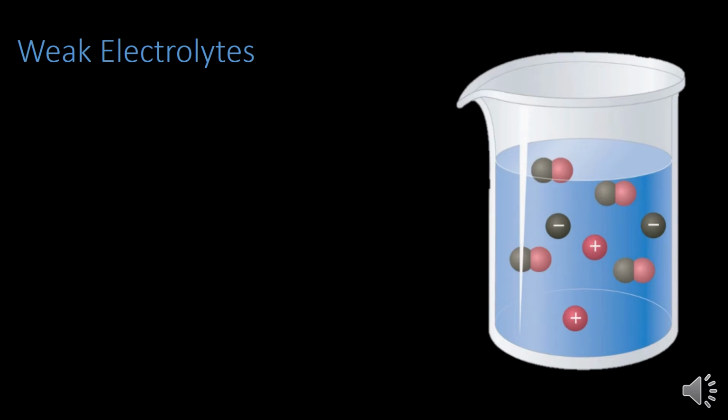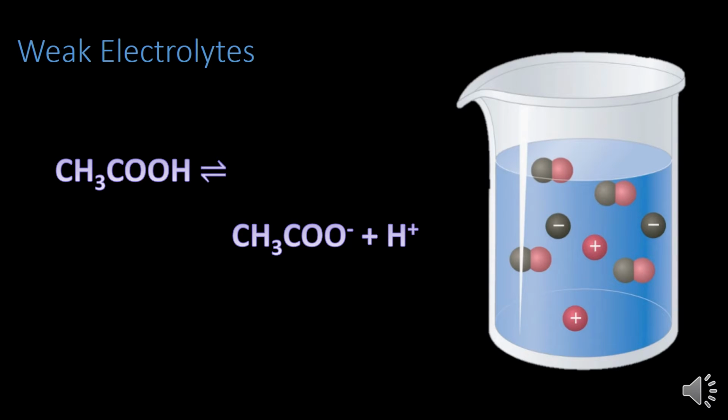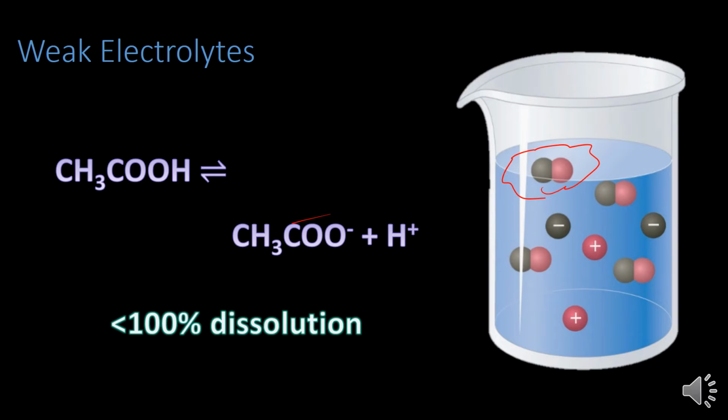Weak electrolytes, on the other hand, don't dissolve 100% in water. Take acetate, or rather acetic acid. When you put that in water, you see that double arrow thing? Well, that double arrow thing means that some of the ions don't separate, and some of them do. These are considered to be weak electrolytes.